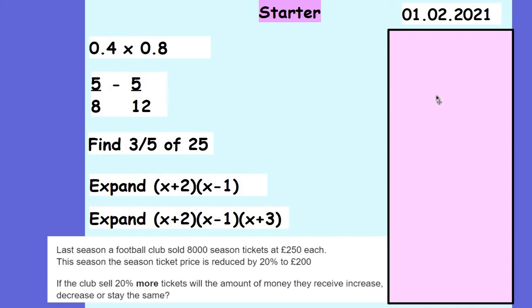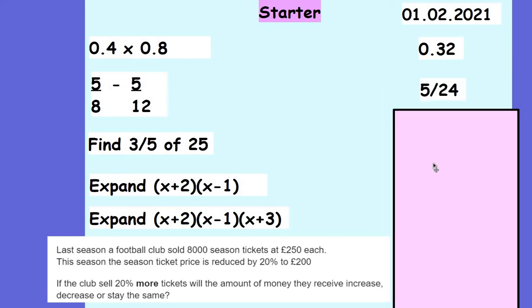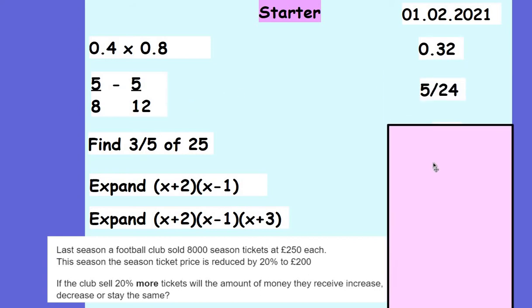So I've got 0.4 times 0.8. Well, if I do 4 times 8, that gives me 32. I then divide that by 100, which gives me 0.32. To do the subtraction, I need to put both of those fractions over the same denominator and then subtract the numerators, and that will give me 5 over 24. To find 1/5 of 25, I divide it by 5, which gives me 5. So to find 3/5, I multiply that by 3 to give me 15.